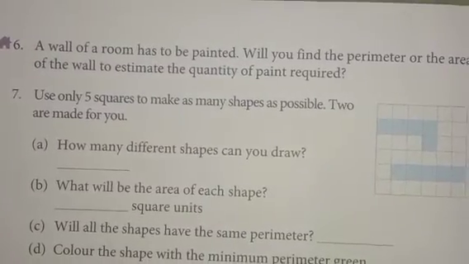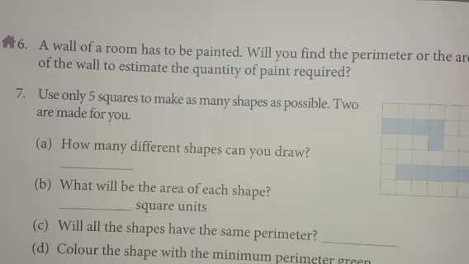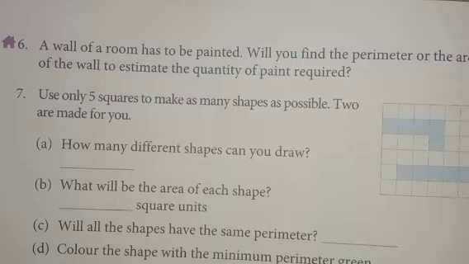Next, a wall of a room has to be painted. Will you find the perimeter or area of the wall to estimate the quantity of paint required? So a wall of the room is to be painted. If you want to paint the wall of your room, will you find out the perimeter or area? You find out the answer.